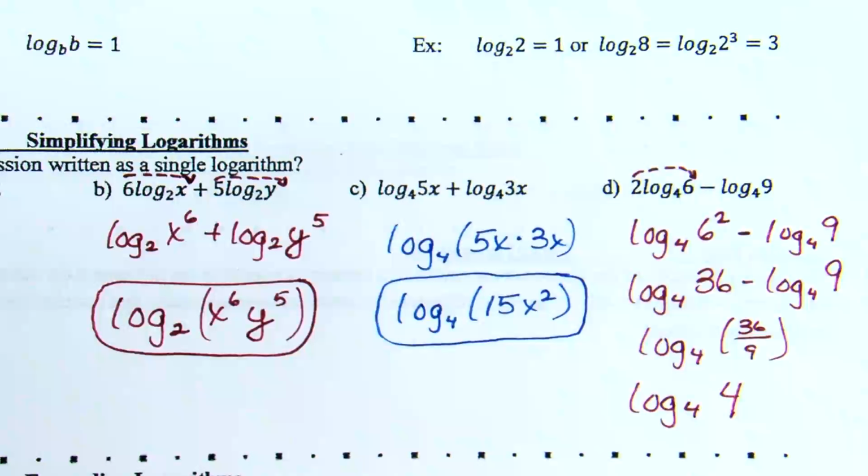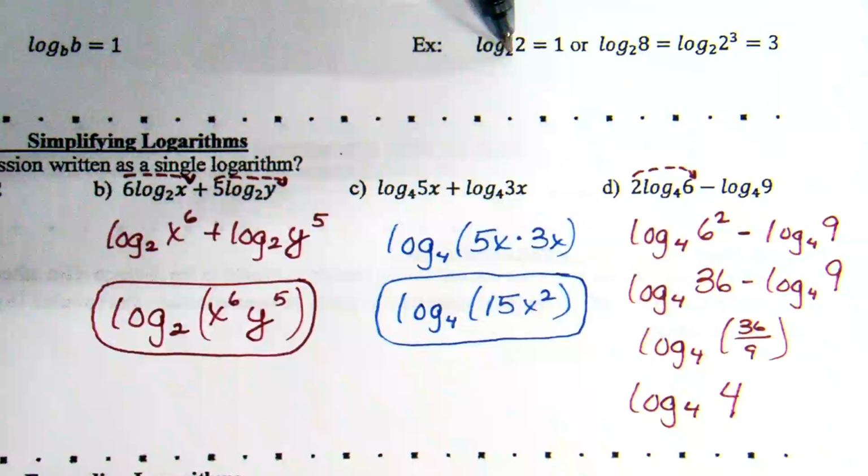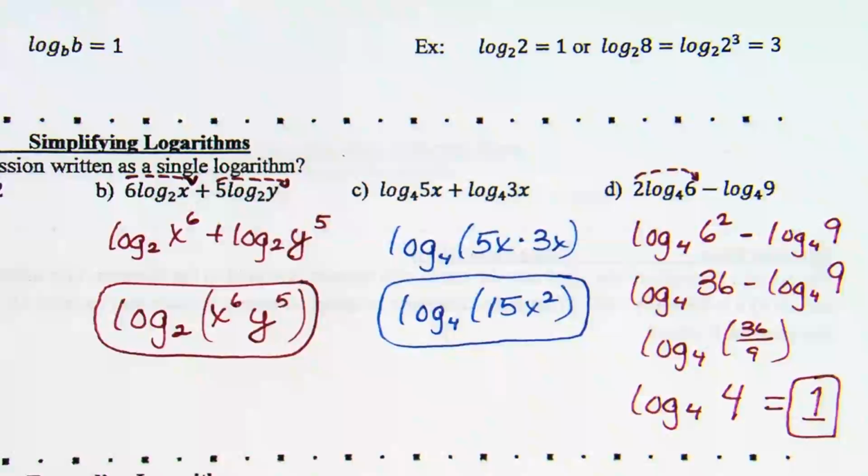1. And according to our identity property, remember up here, log base 2 of 2 is equal to 1. Log base 4 of 4 is equal to 1. Anytime those numbers match, it's a plain old 1.